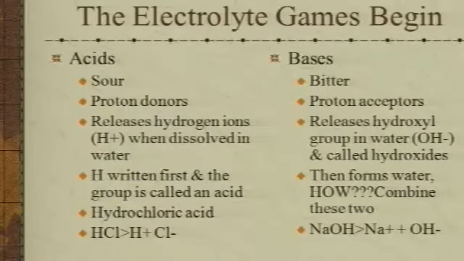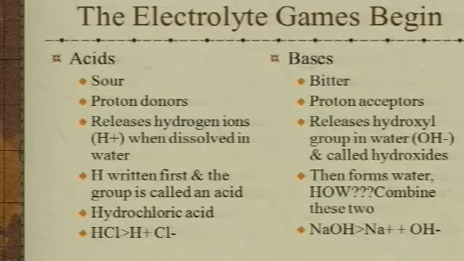So acids versus bases are going to be important to know as well. Acids and bases are electrolytes. An acid gives off a hydrogen ion. So here's another ion that's going to be important for us to know. A hydrogen ion is going to have a positive charge when dissolved in water. Okay.